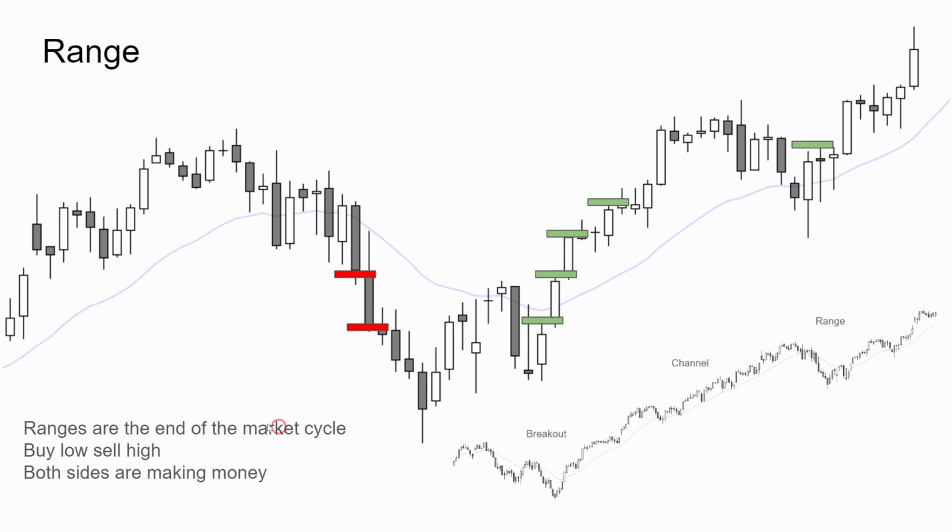Ranges are the end of the market cycle. Buy low, sell high. Both sides are making money. And gaps are staying closed. So there's a gap here, closes, and then these bulls go for a trend, and the gaps stay open. Bears get the breakout, and they sell off. So this is a market order. And you can also get away with limit orders. Since there's two-sided trading, you can put a limit order at the 50%, 25% levels and sell off.